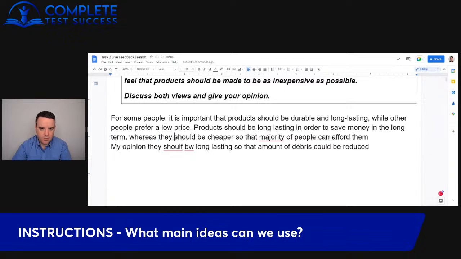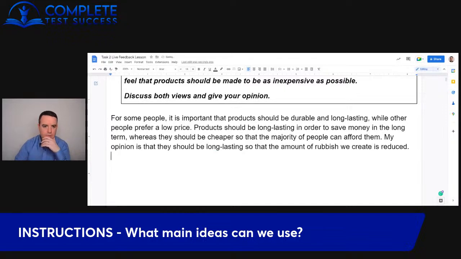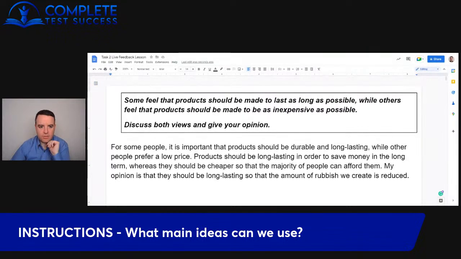Whereas they should be cheaper so that the majority of people can afford them. My opinion is that they should be long-lasting so that the amount of rubbish we create is reduced. Okay, lovely. Okay, great. Good job, Winkle. So all those ideas are appropriate. So that's our introduction complete.